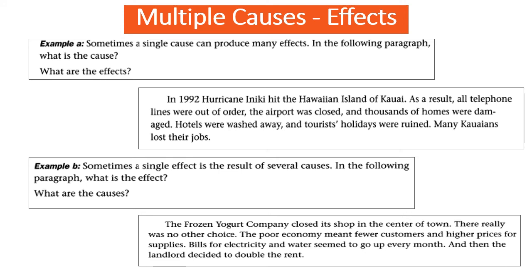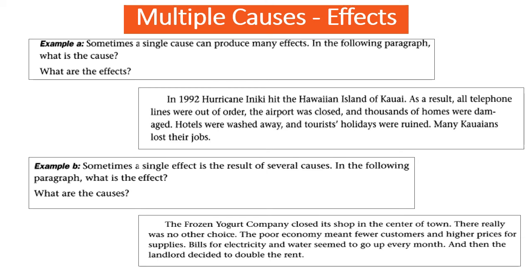Okay, so the cause for this first example is Hurricane Iniki. So this is the cause, and what are the effects? The first, all telephone lines were out of order, and the second, the airport was closed, and third, thousands of homes were damaged, hotels were washed away, and tourist holidays were ruined, and the last, many Kauaians lost their jobs. So these are the effects of the single cause of Hurricane Iniki.